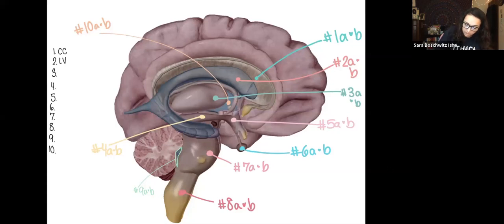Number 3 is going to be the thalamus. And the function of the thalamus is going to be a gateway for all sensory information. It helps relay that information to appropriate areas of the brain between the brainstem and the cerebrum.